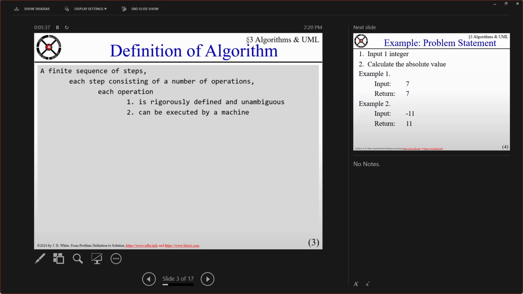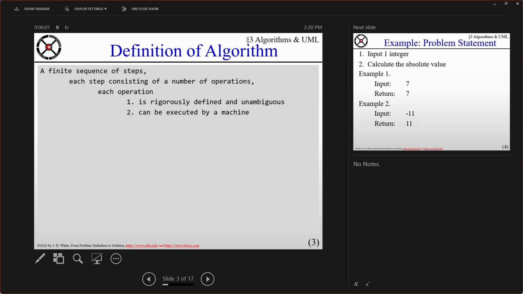And secondly, we have to be able to execute it by a machine. Okay? That's basically the definition of the algorithm. So it's a number of steps. Each step consists of some operations to do, and each operation is rigorously defined and unambiguous and can be executed by a machine. If we can make this, it will be an algorithm.